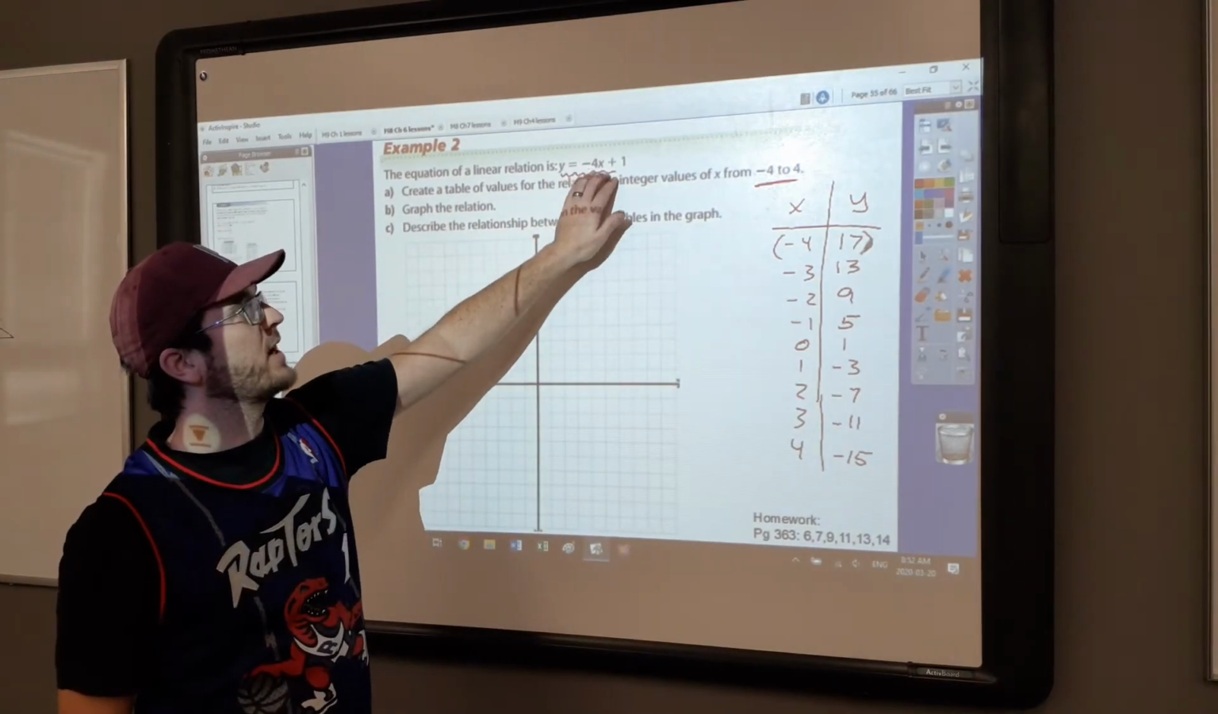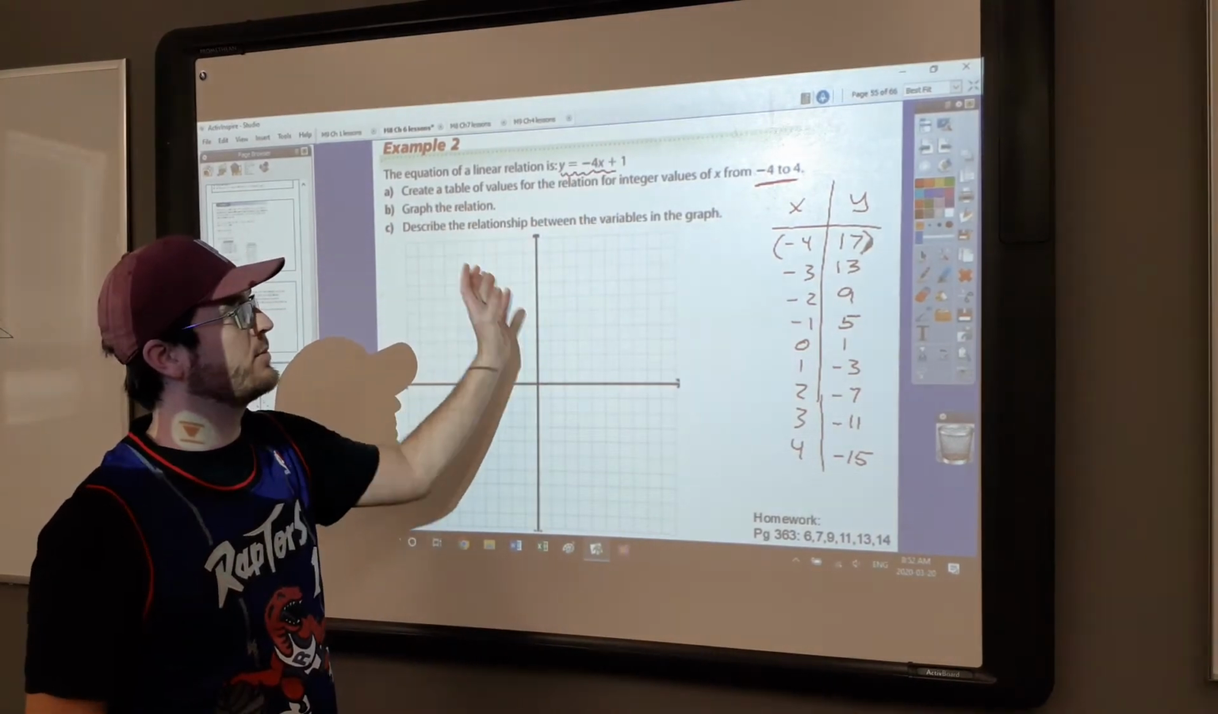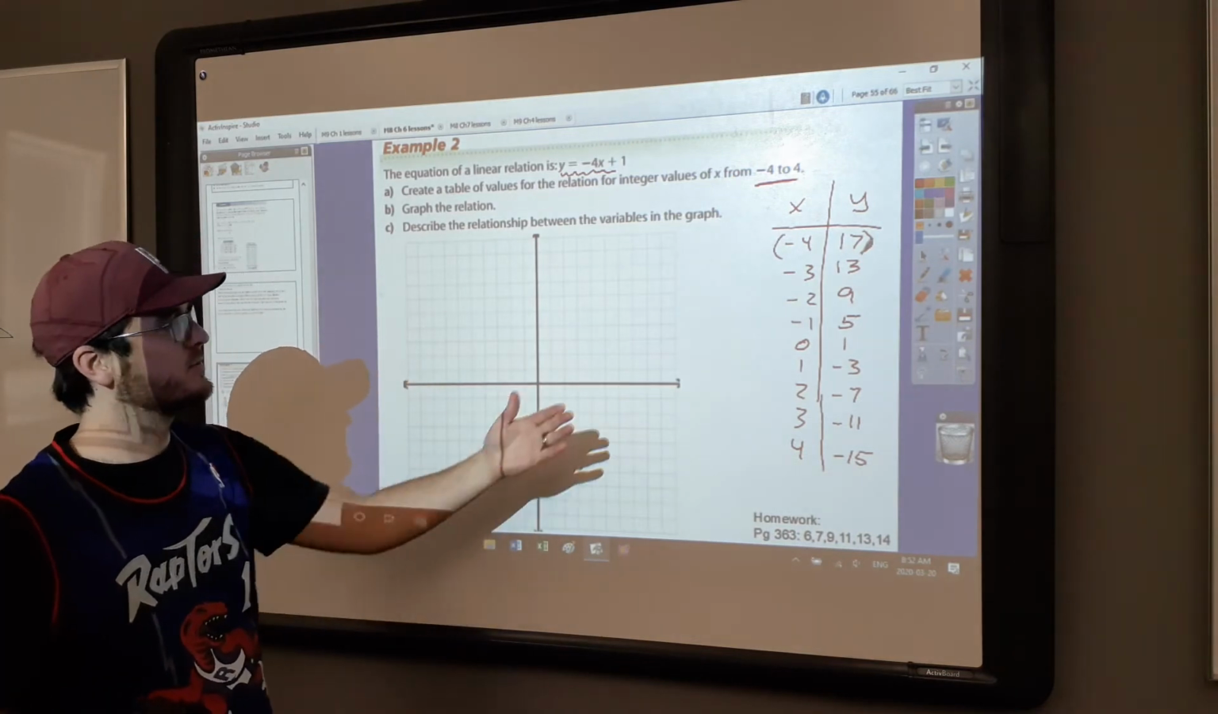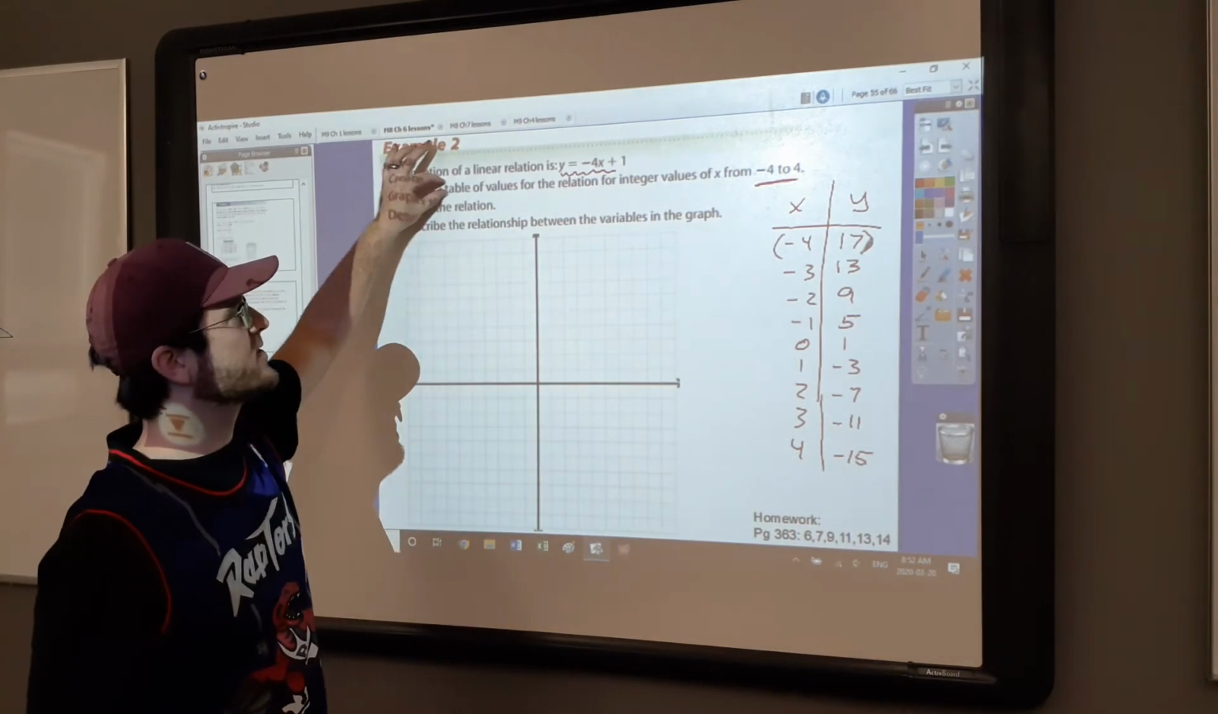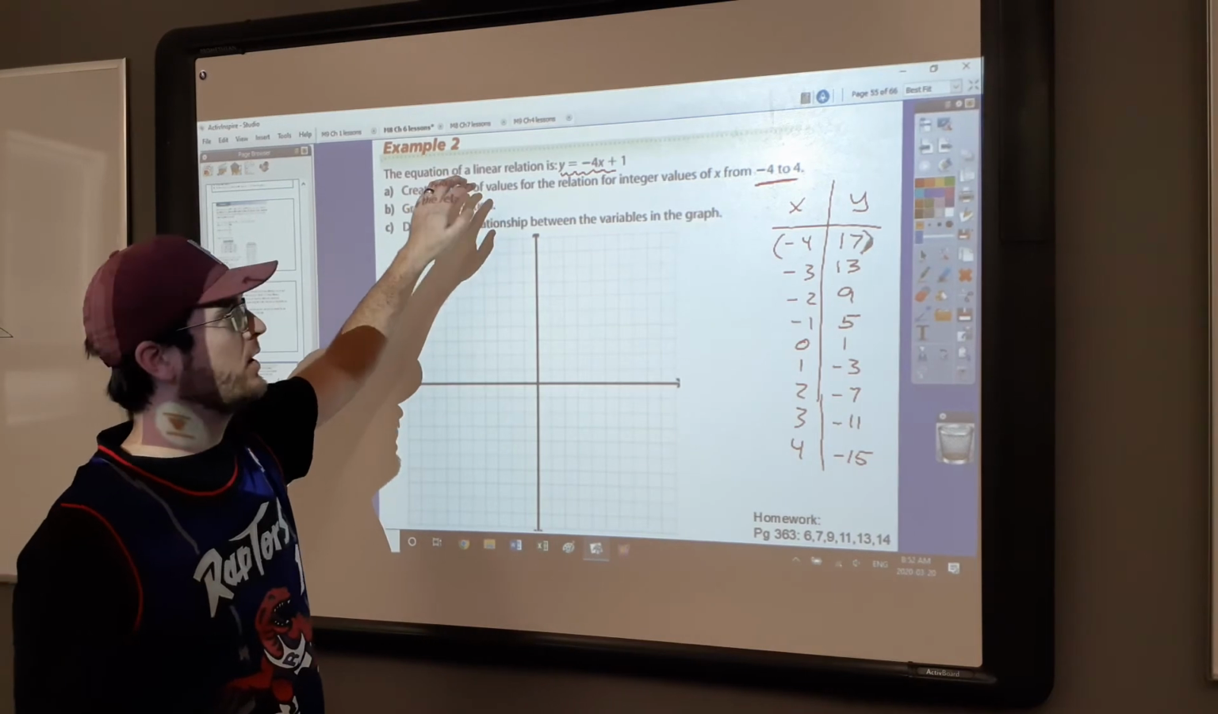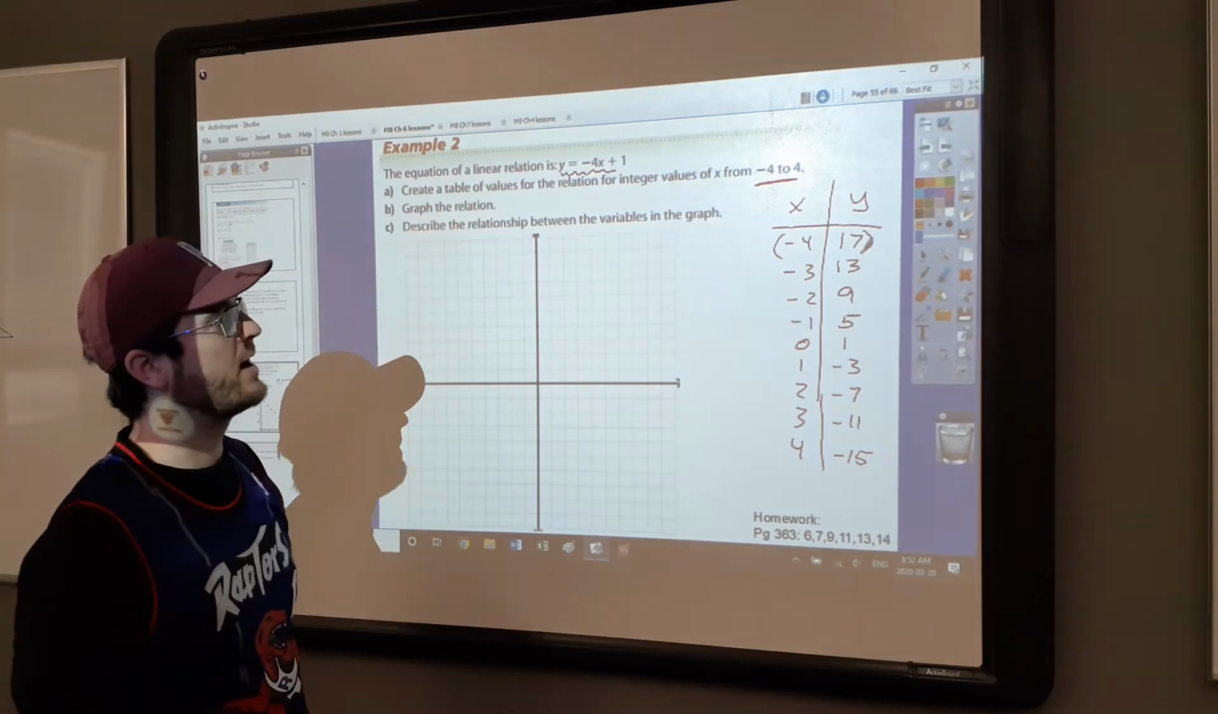It's very, very difficult to actually take the equation and just try to predict what the graph's going to look like. So it's always important, even though it might not always ask for this, we still should do it. Always make the table of values, then graph it.